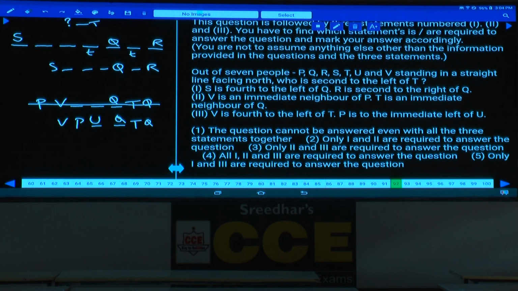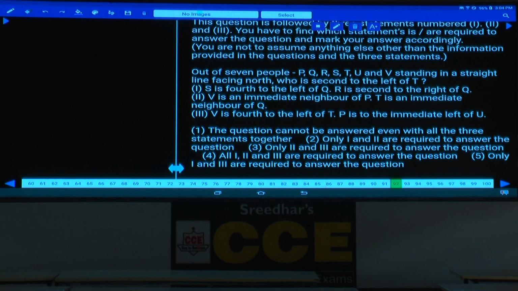Now let us check this one once again. V is 4th to the left of T can be written like this. P is to the immediate left of U. These 2 persons must be together.